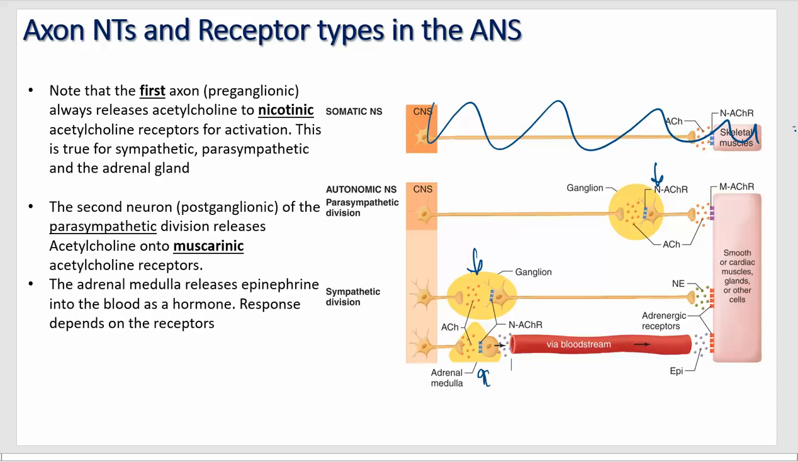The second neuron of the parasympathetic releases acetylcholine onto muscarinic receptors. The sympathetic releases norepinephrine, and the adrenal medulla releases epinephrine into the blood, which is what we see here.